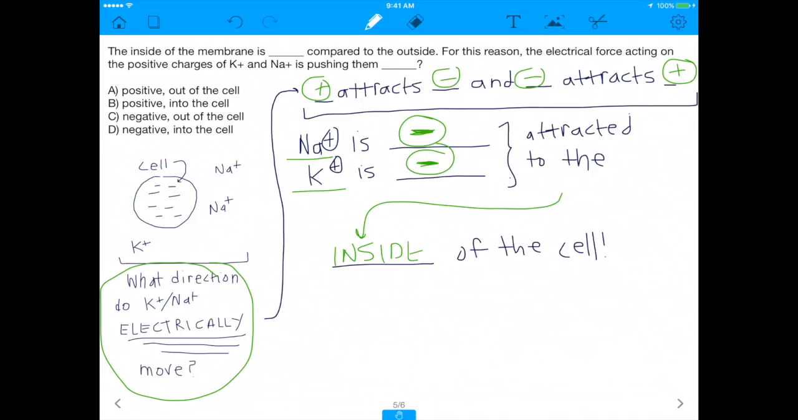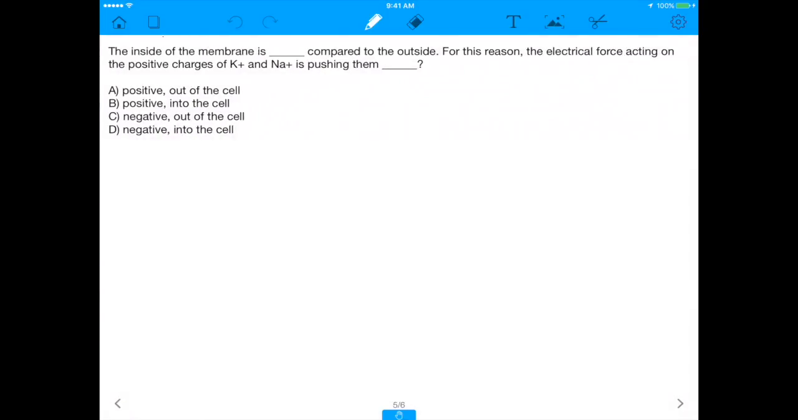Okay, so again, note that there is a big difference between electrical and concentration gradient. The electrical force on potassium and sodium actually pushes them inside of the cell. All right, the electrical force pushes them inside of the cell, but that's not the only thing acting on them, because we know there's a concentration gradient. But again, in this question, it's explicitly asking the electrical force acting on the positive charges of potassium and sodium.